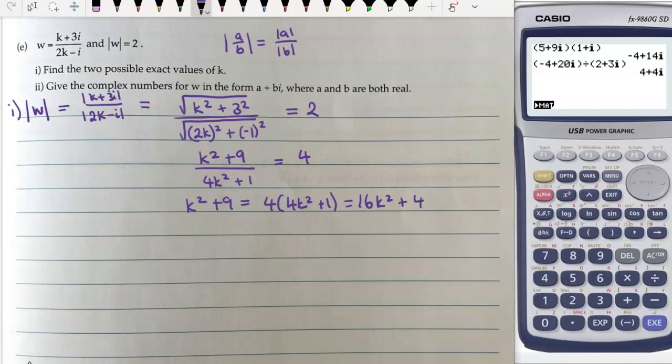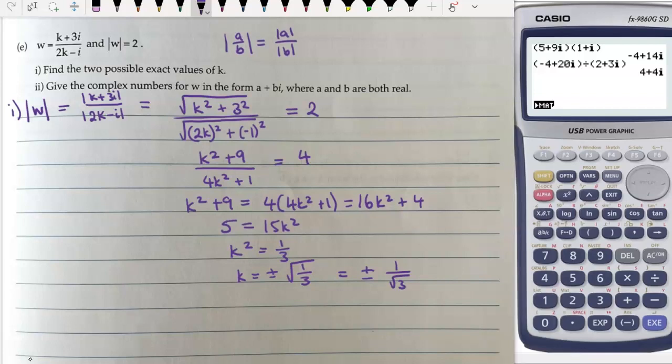So if we take the 4 over to the left, 9 take away 4 is 5, and then 16k squared take away a k squared is 15k squared. So k squared equals a third, and k is equal to plus or minus the square root of 1 over 3. That usually gets written as plus or minus 1 over root 3 because the square root of 1 is 1.